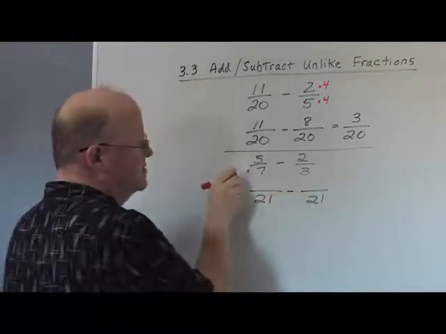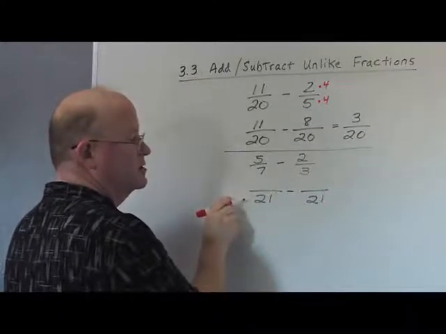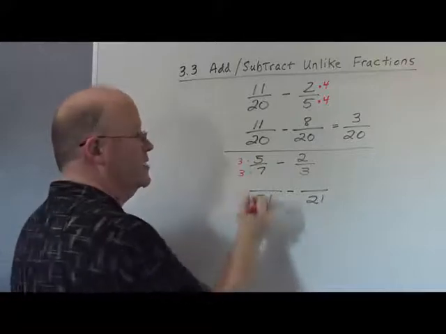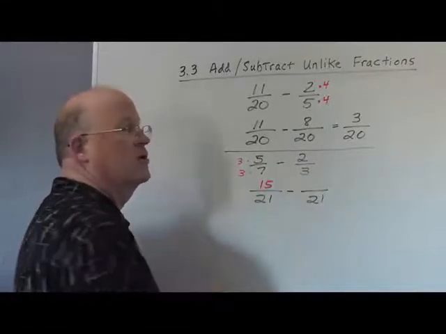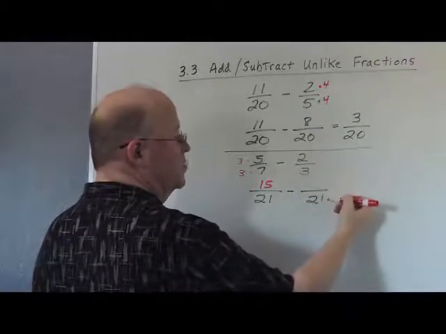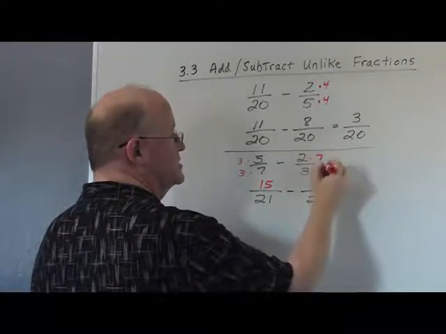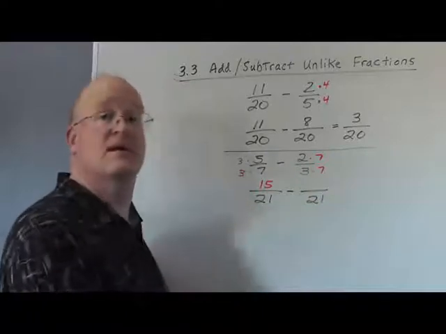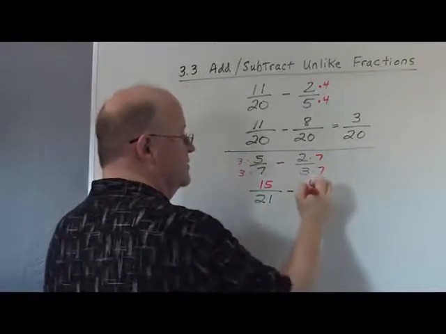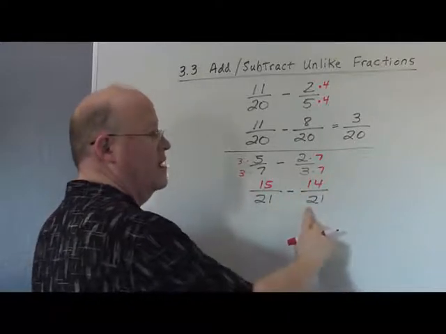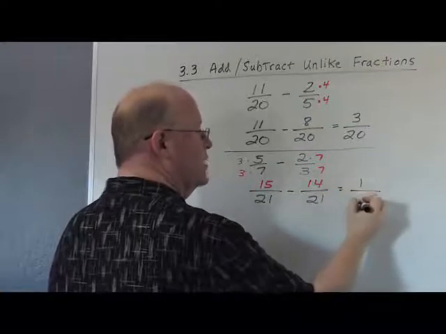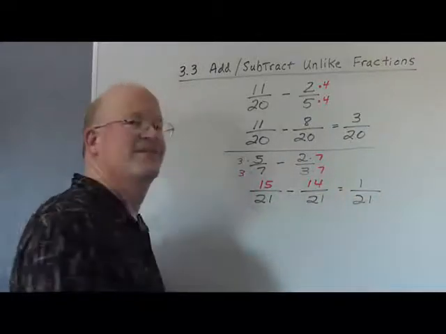To go from 7 to 21 down in the denominator, we've multiplied by 3. So this first fraction will get multiplied by 3 over 3, which gives us 15 over 21. The second fraction, to go from 3 to 21, we've multiplied by 7. So we're going to multiply the fraction by 7 over 7. 2 times 7 is equal to 14. Now we've got our common denominator. We can subtract in the numerators to get 1 and write that over the common denominator of 21.